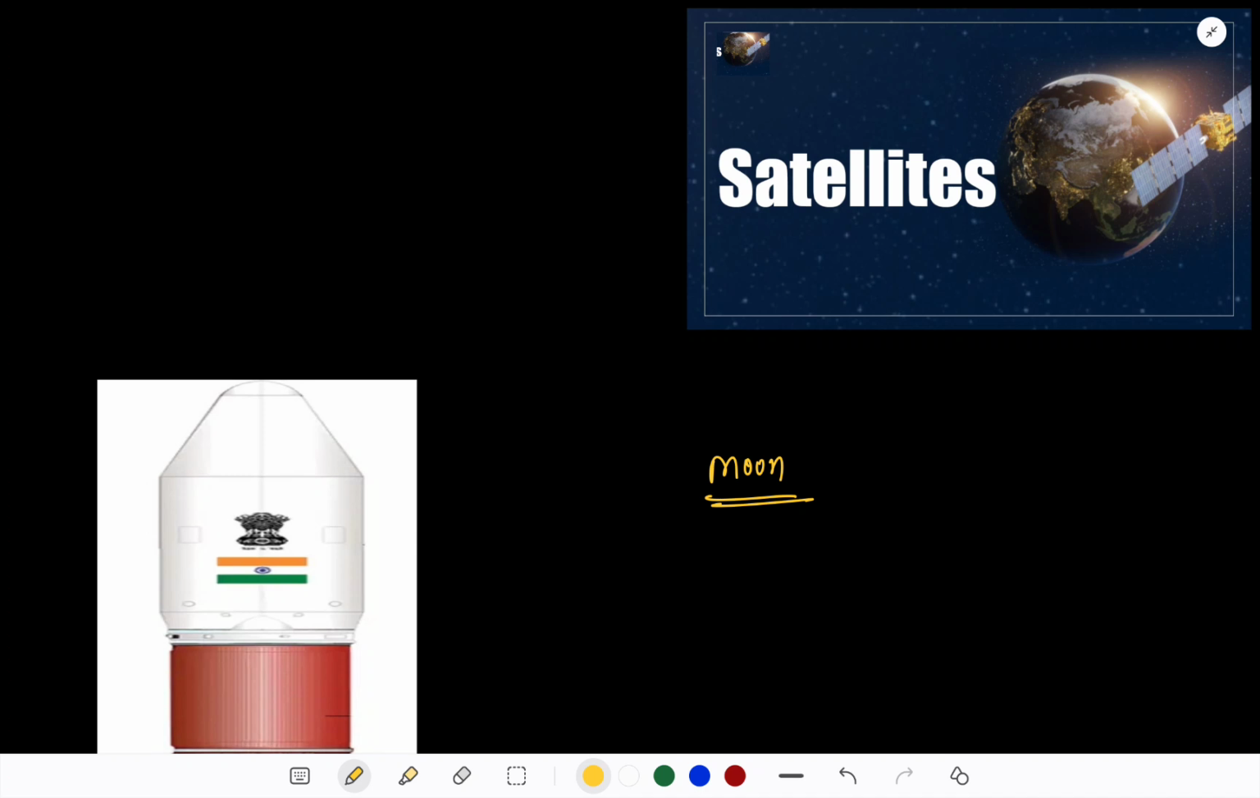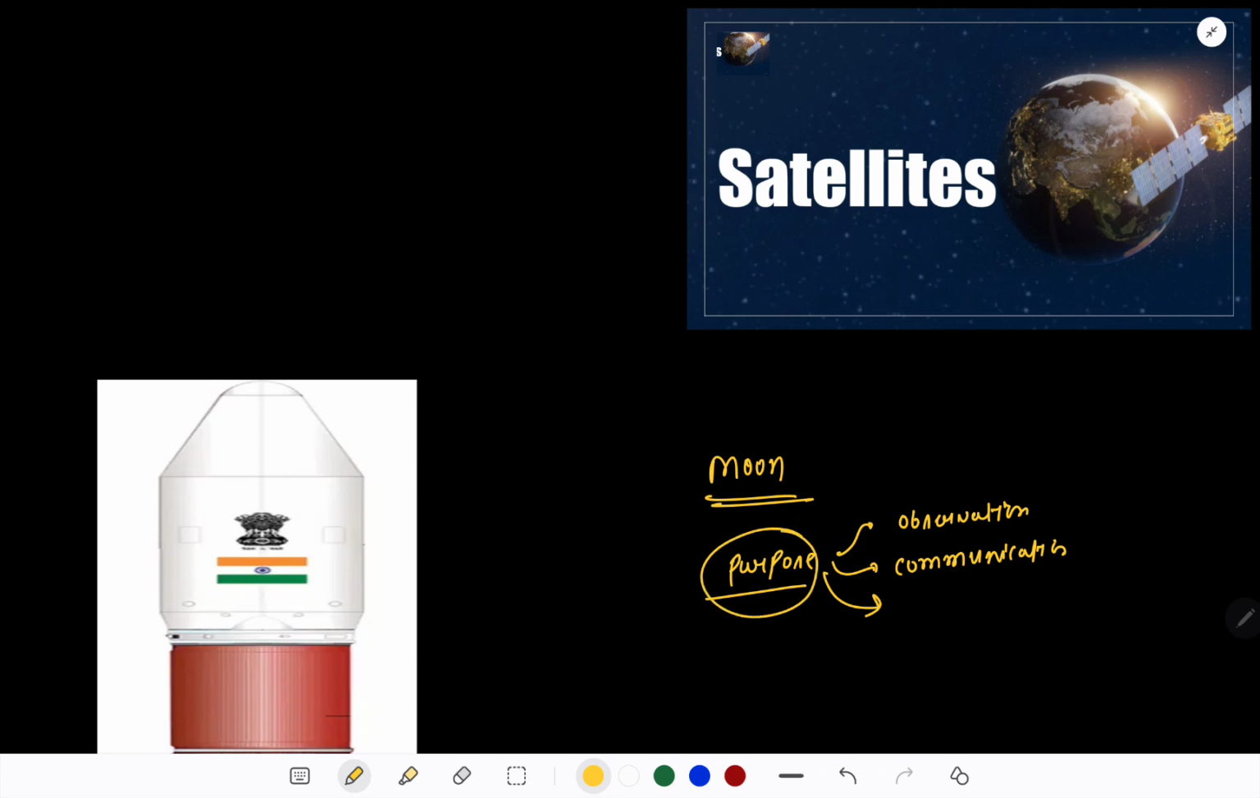Now, apart from this, we launch a lot of satellites. The purpose of a satellite could be different. For example, a satellite can be launched for observation. A satellite can also be launched for communication, and for any other purpose. So the purpose of the satellites depends upon your uses.